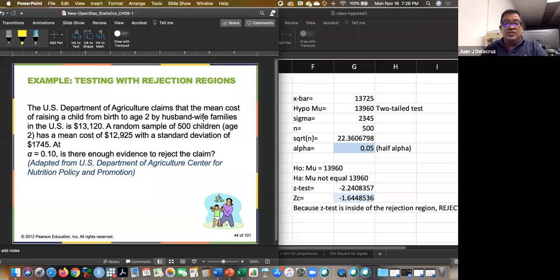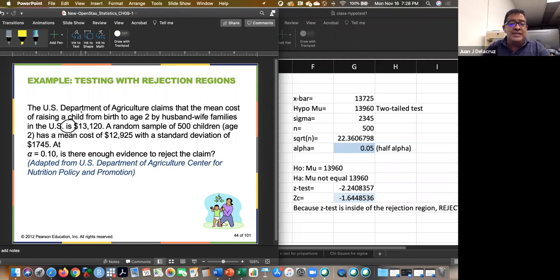Here, this is a two-tailed test. As we can see, we are going to use the z-score. In this case, there is a little trick here, because I have to use half of the alpha, because I am going to use a two-tailed test.